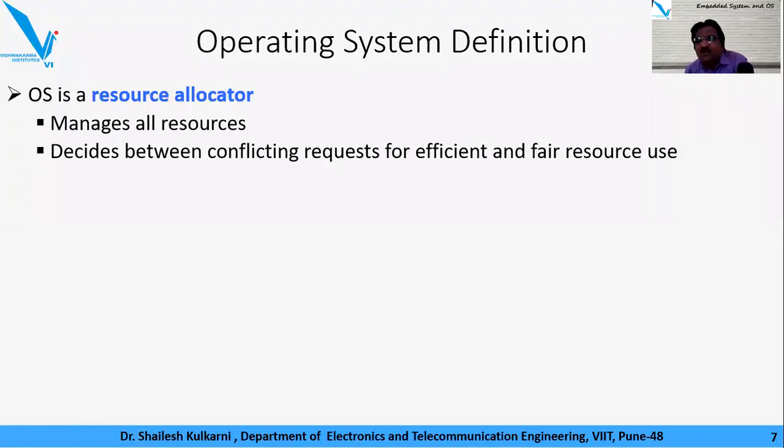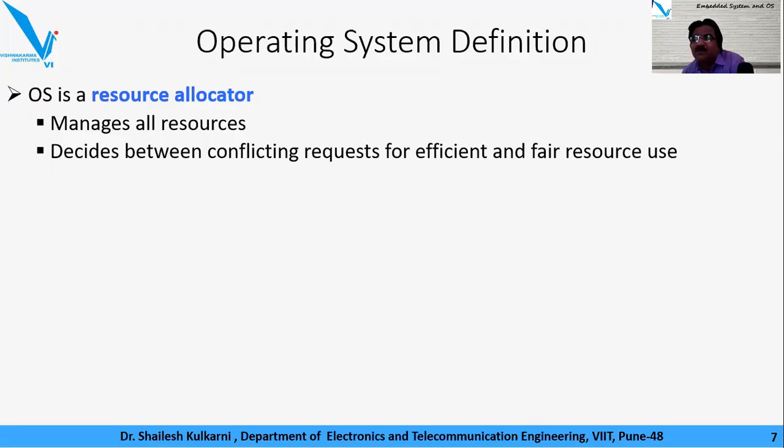So the OS can be referred to as a resource allocator. That means it manages all the resources and decides between conflicting requests for efficient and fair resource use. When I say it's a resource allocator, its job is not merely to give tasks access to the resources. No, it has to analyze the requirement for access to the resource by the task, and after analysis it should be able to resolve the conflicts in case multiple tasks demand the same resource.